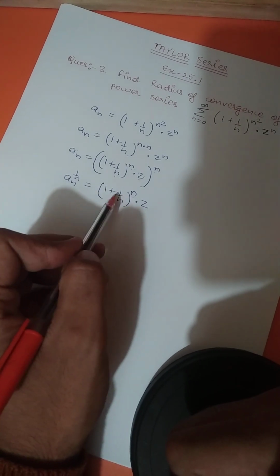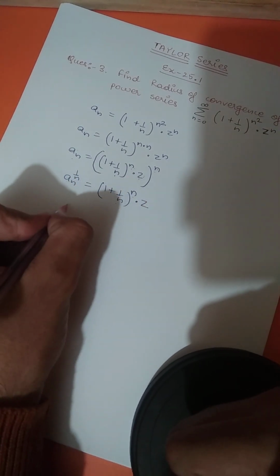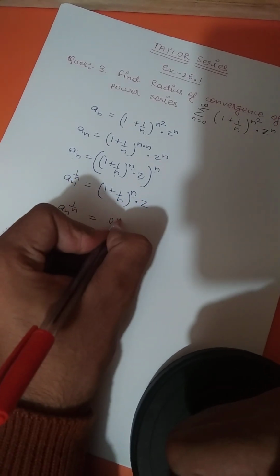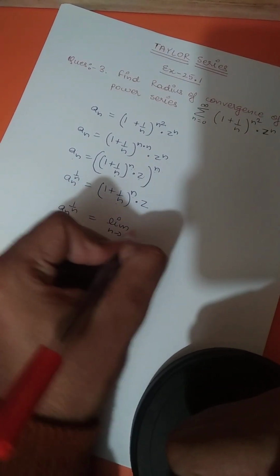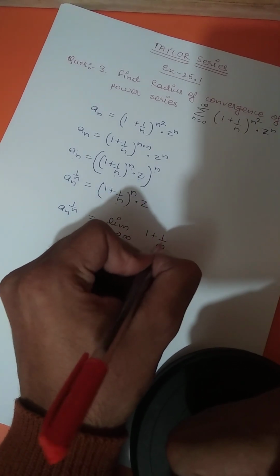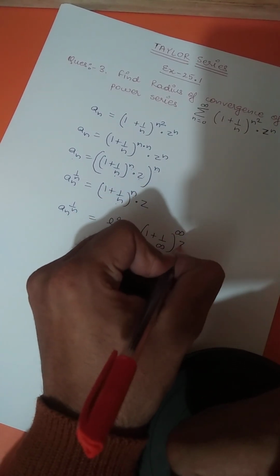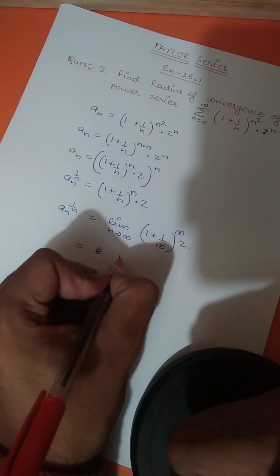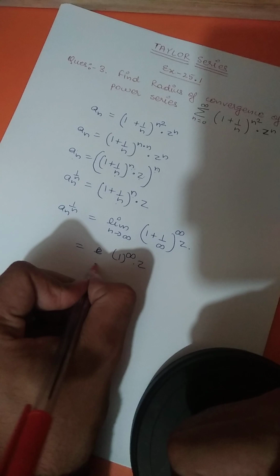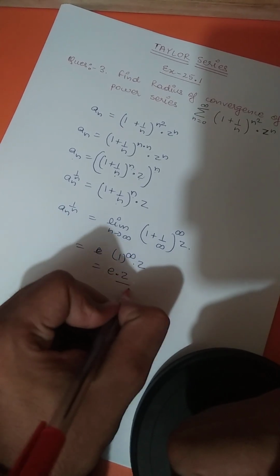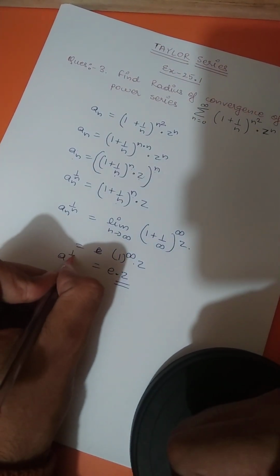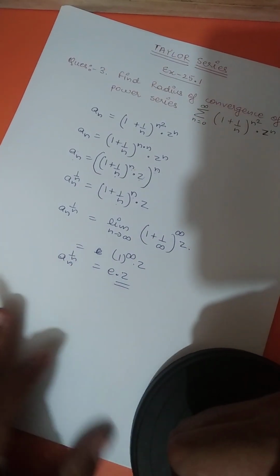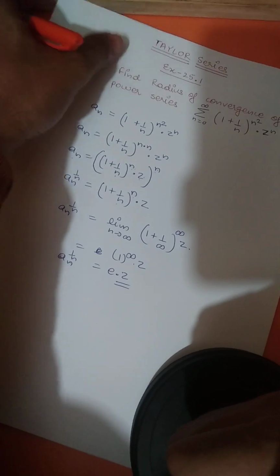So now put the limit as n equals to infinity. Then a_n power 1 by n will be equal to what? Putting limit n tends to infinity, then (1 plus 1 by infinity) whole power infinity into z. So its value will be what? The limit we can remove, then (1 plus 1 by n) power infinity, that is e, into z. So that means e into z. So this is a_n power 1 by n, taking the limit there, then we can get the value.